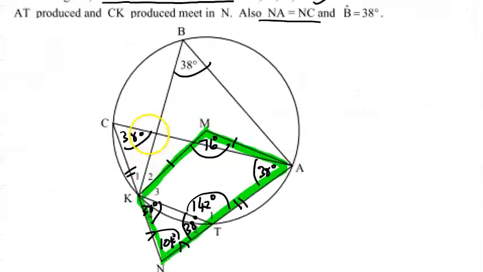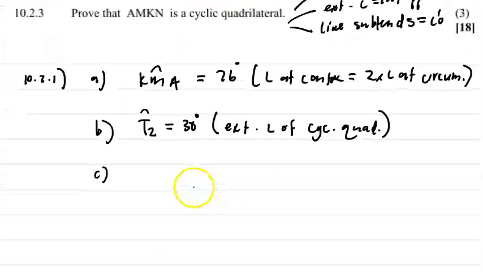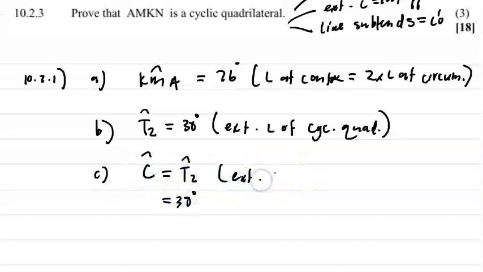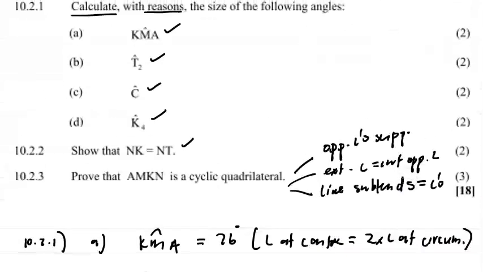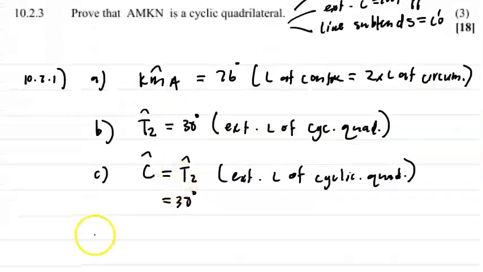C is going to equal T2, so C equals T2 equals 38 degrees. You can write it like this. I prefer to write it like this: equals T2 equals 38 degrees, exterior angle of cyclic quad. And for D, K4, so first we'll write down CAN, so we can write that down for D.